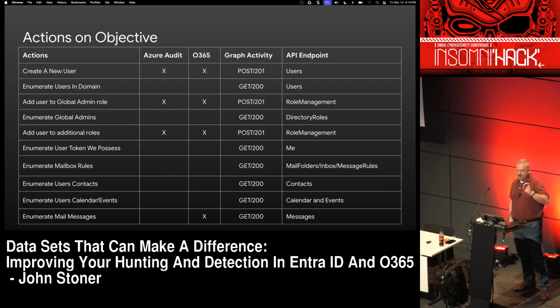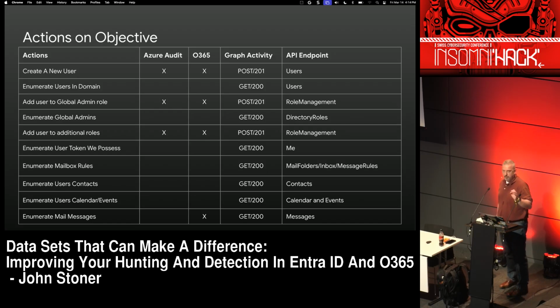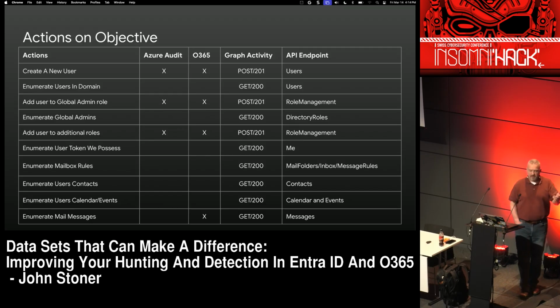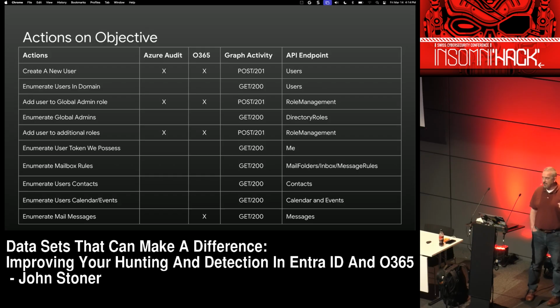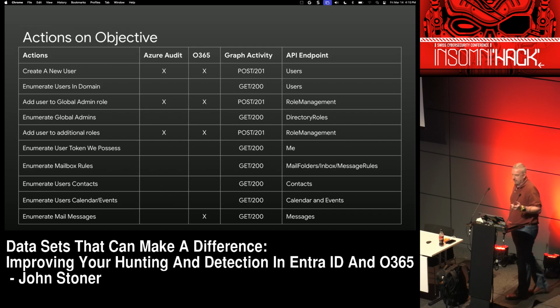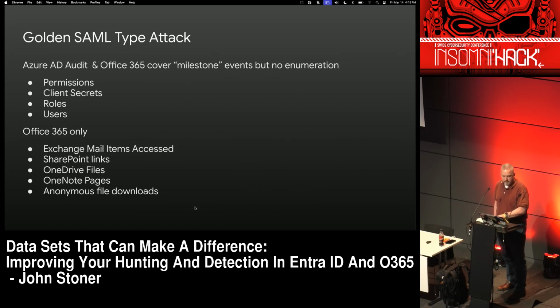The one that does not fall into that same bucket is enumeration of mail messages. Microsoft O365 will log what's called a mail items accessed if you go ahead and enumerate the mail messages. That having been said, we'll take a look at that a little bit later. It isn't great in terms of the information that's shared within that MailItemsAccessed, but we'll talk a little bit about what's there and some differences with the API versus the UI.